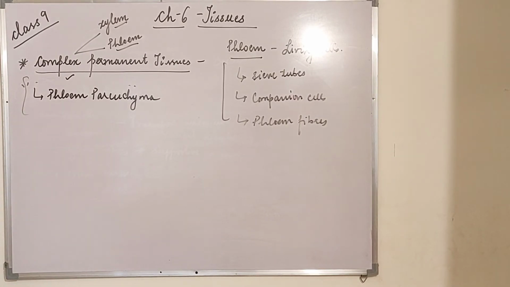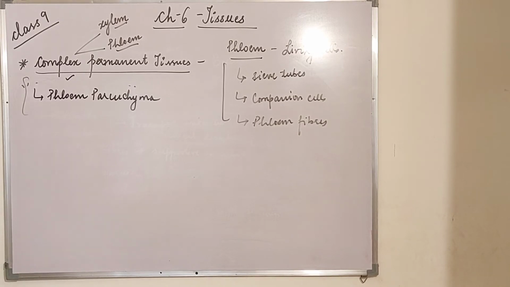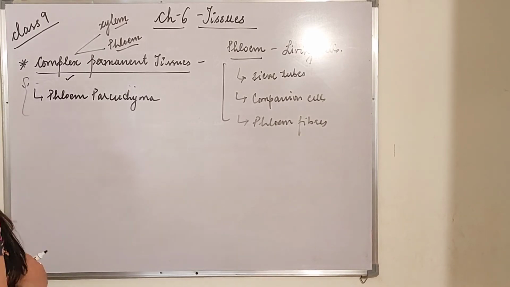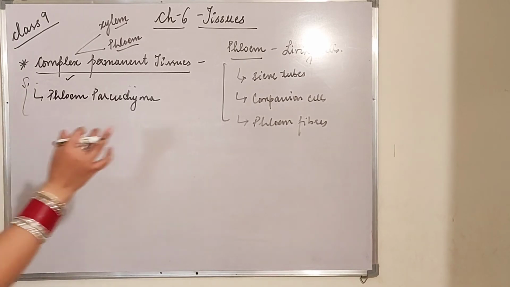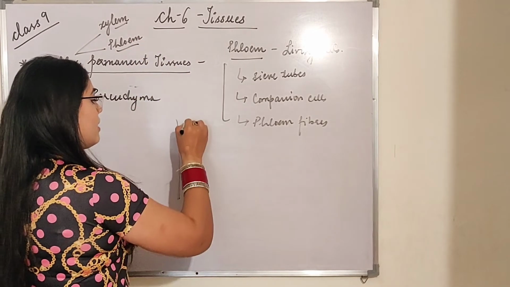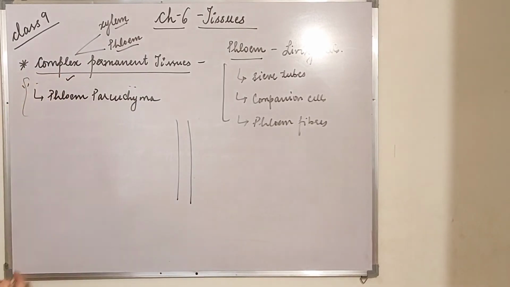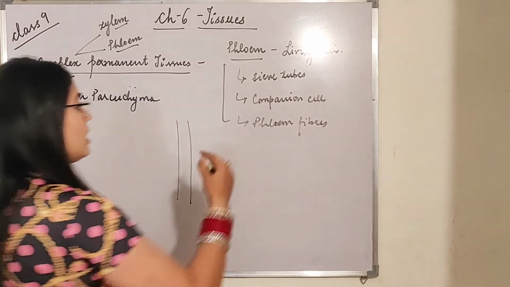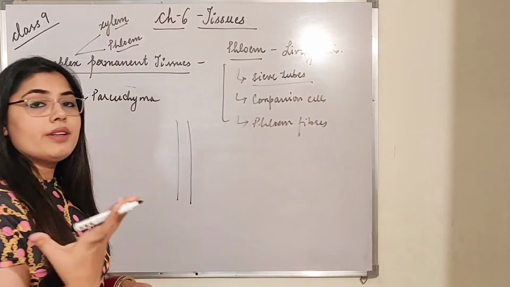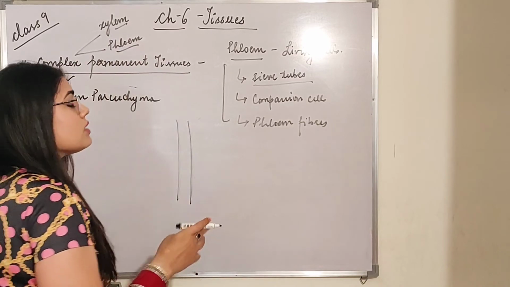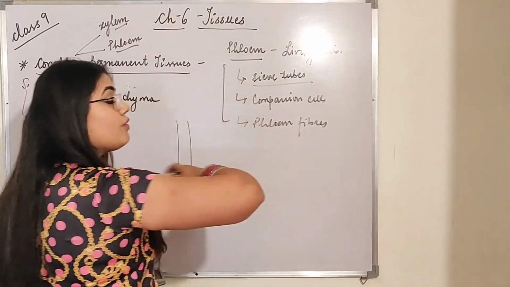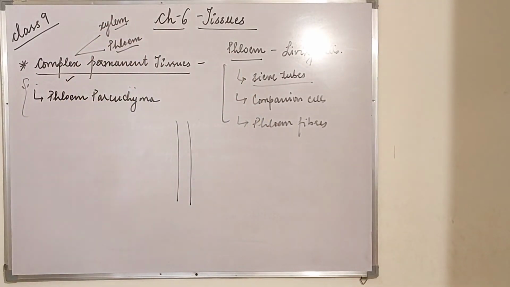So sieve tubes are, obviously, very slender tube-like structures, and they have thick walls. They help in the transportation of the sugars and the nutrients up and down the plant. So sieve tubes are basically elongated, thick structures, and they help in the process of transferring all the salts and sugars up and down the plant.